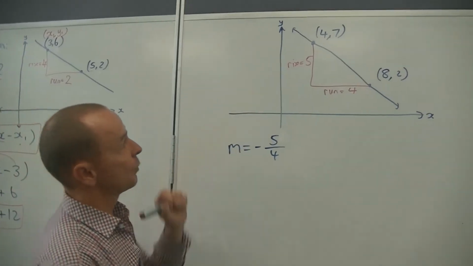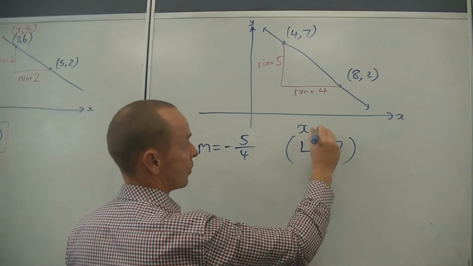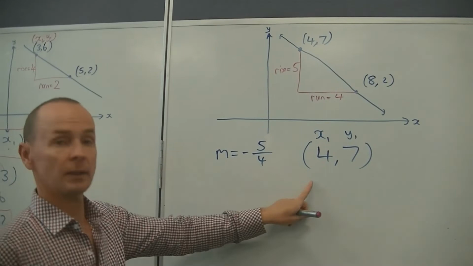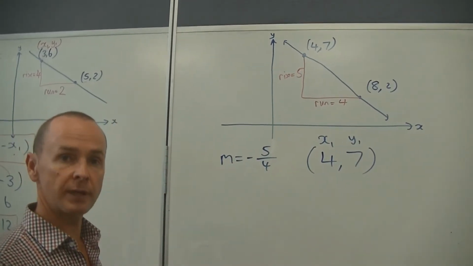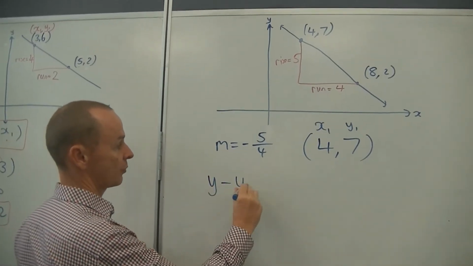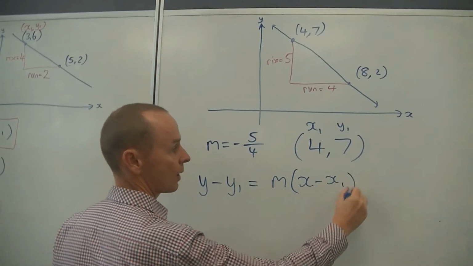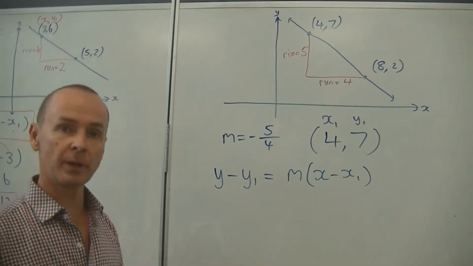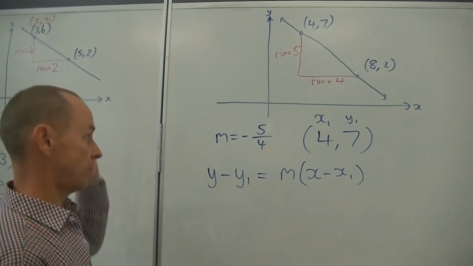Alright, we're going to use one point up there. I'm going to use 4, 7, and I'm going to label it x1 and y1. Because you can pick either of those values, I'm just going to pick the lowest value, it's nice and easy. Now we use our formula again. y minus y1 equals m(x minus x1). You've got to try and remember that formula. If not, write it down lots and it'll sink into your brain.